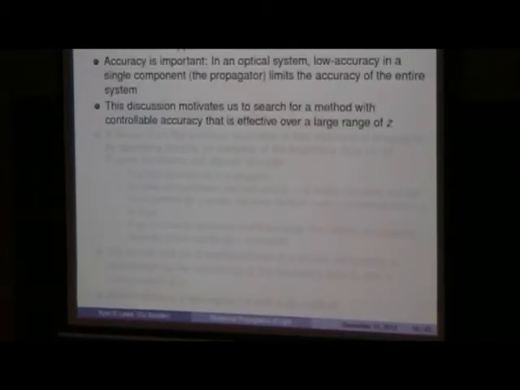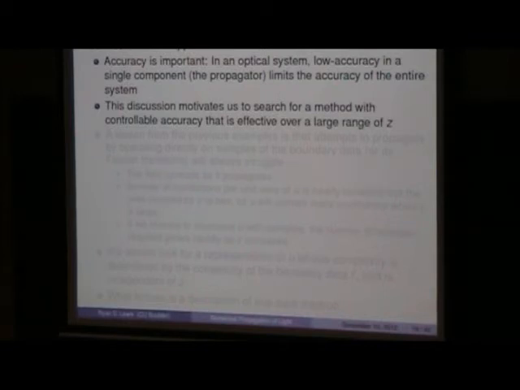So now I'm going to talk about our new approach to this problem. This is motivated by our belief that accuracy is important. And in this optics community, we're all interested in optical systems. And so if there's a component in the system, like your propagator, that's low accuracy, that will limit the accuracy of the entire system. So our hope is to remove this roadblock so that now it's possible to achieve higher accuracy in optical systems.